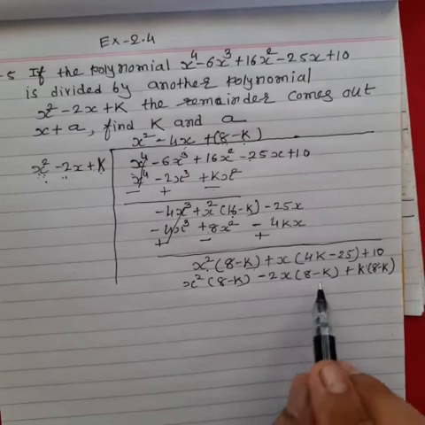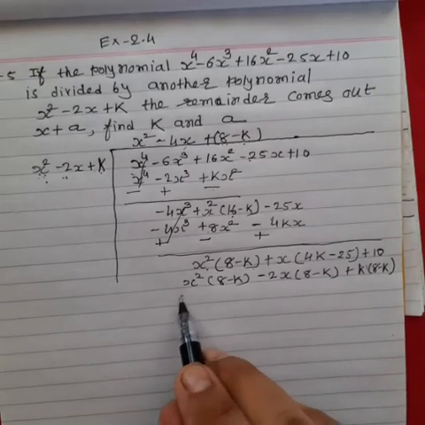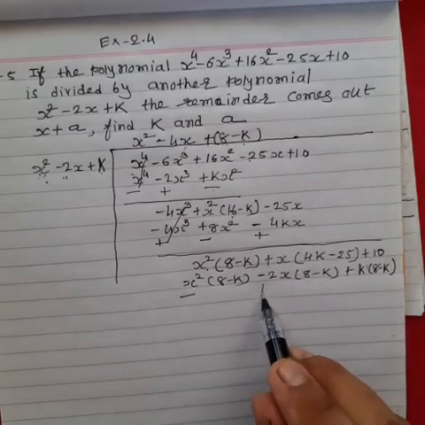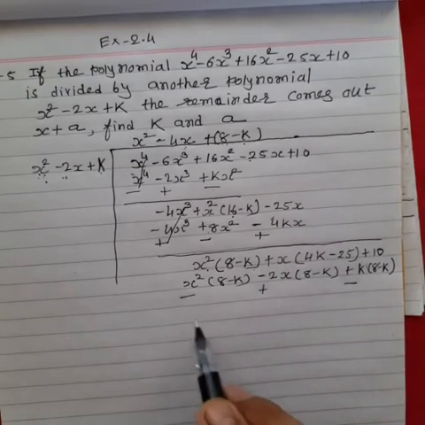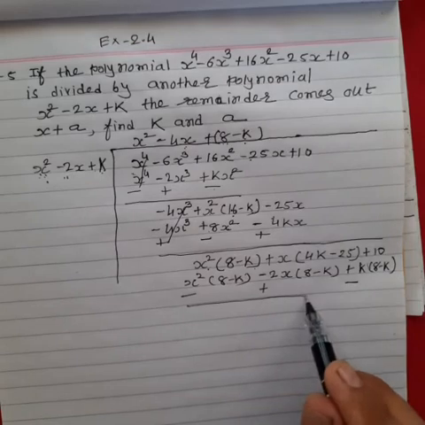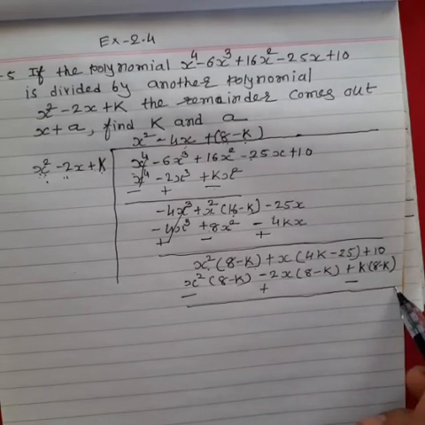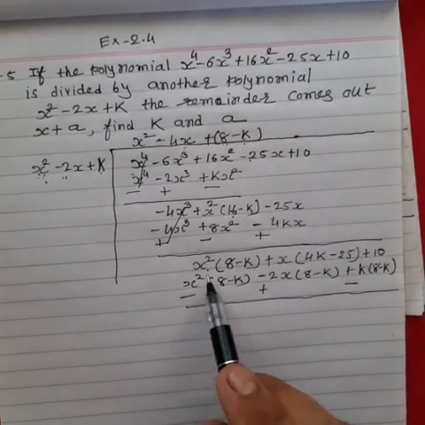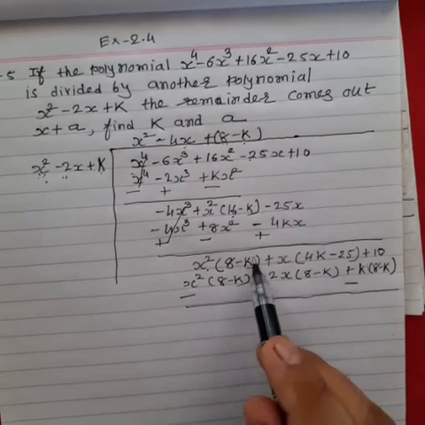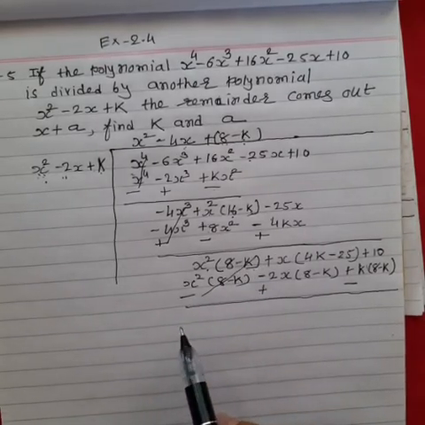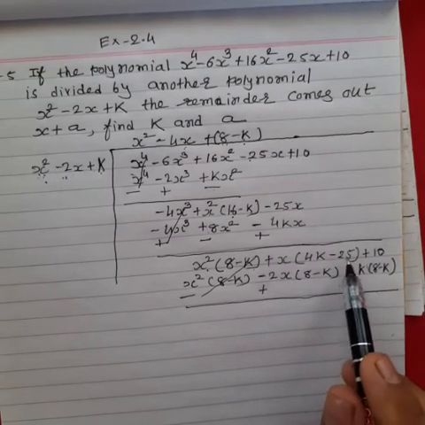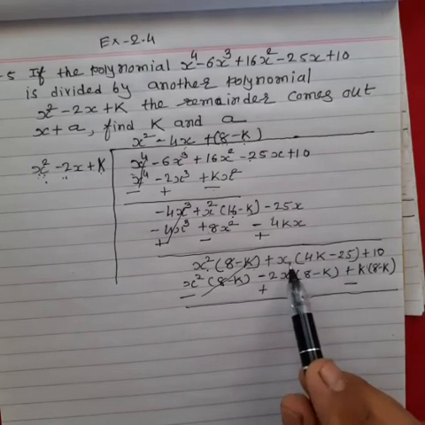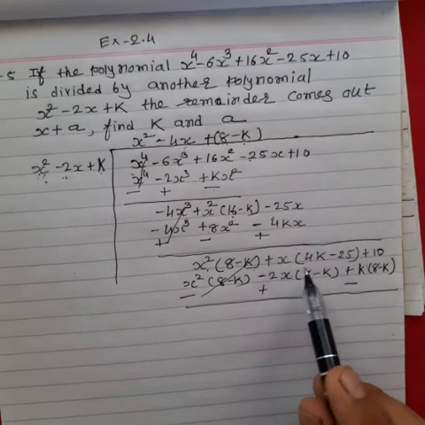Now just change the sign: minus, plus, and again minus. First you deal with the x square term. They are equal and opposite, so they cancel. Now you have to deal with the x term. Out of both you get x common.